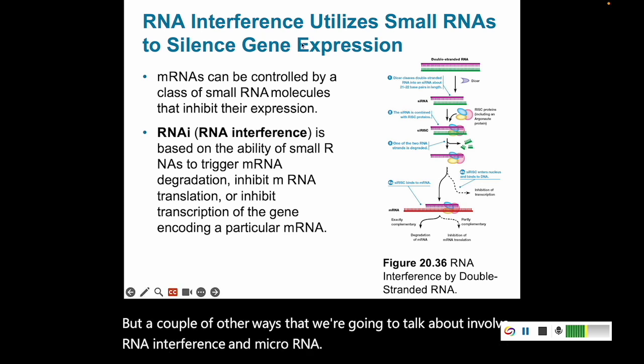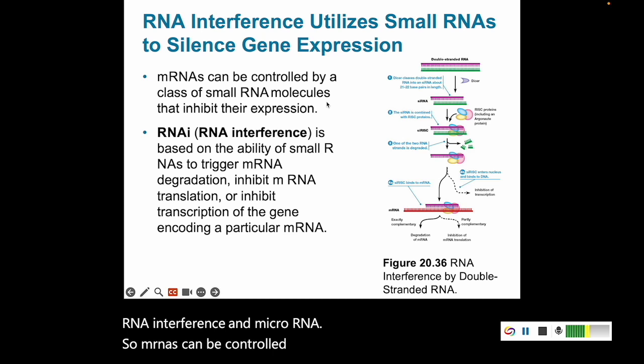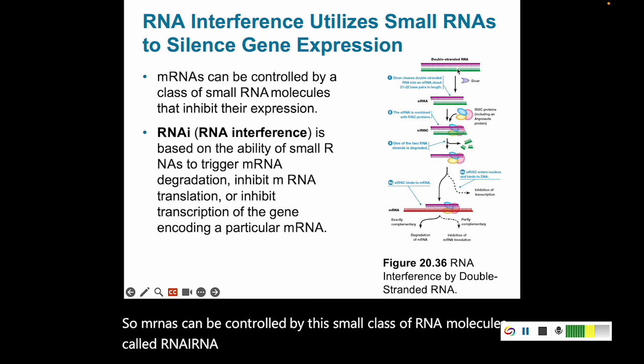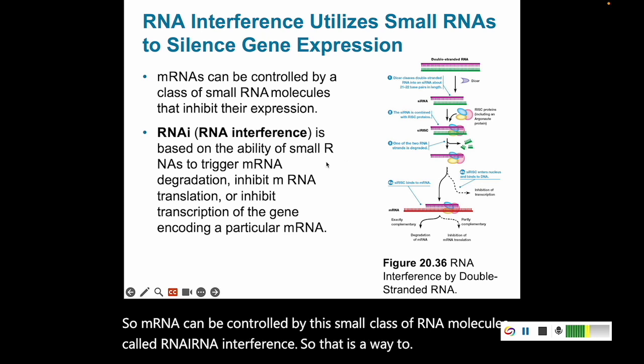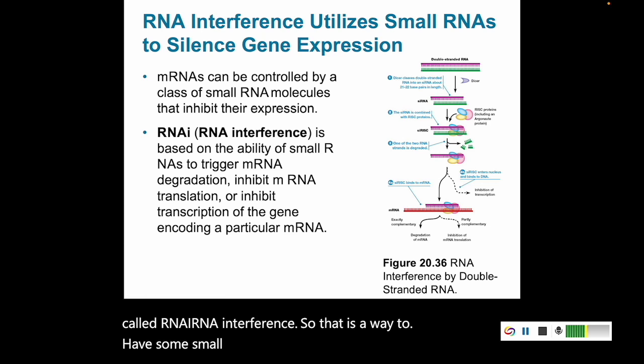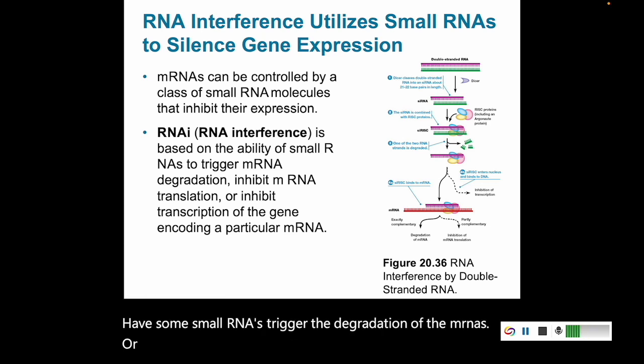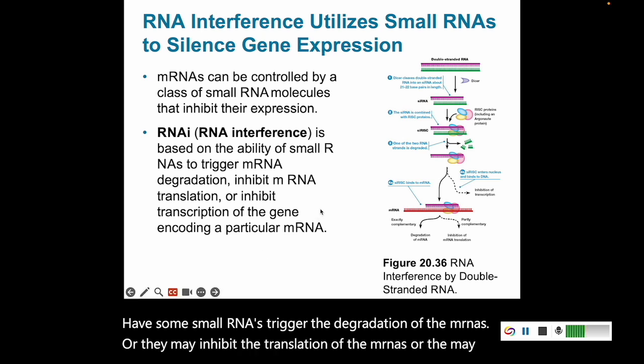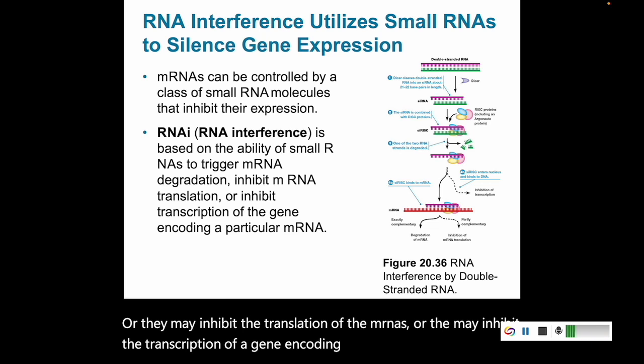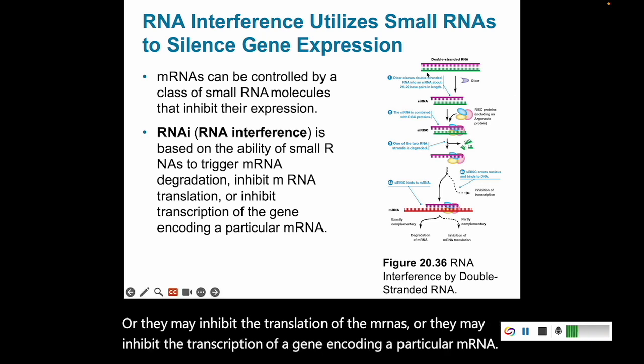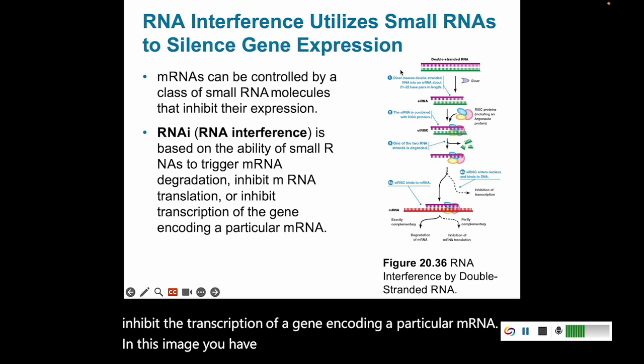So mRNAs can be controlled by this small class of RNA molecules called RNAi, RNA interference. So that is a way to have some small RNAs trigger the degradation of the mRNAs. Or they may inhibit the translation of the mRNAs, or they may inhibit the transcription of a gene encoding a particular mRNA.